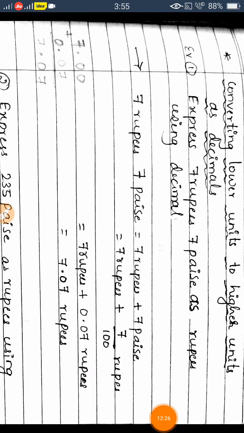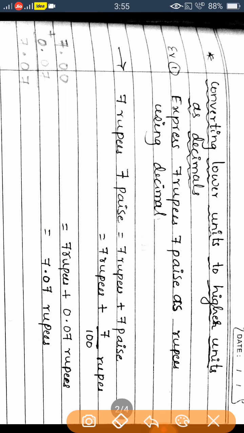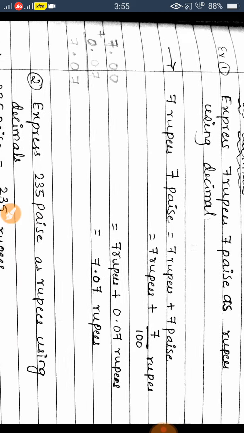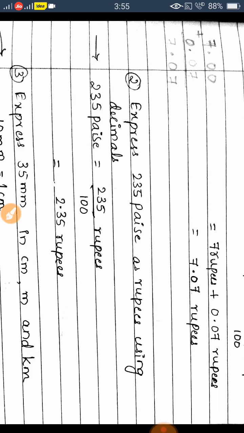In the same way, subtraction also you must do the same as you did in direct subtraction of natural numbers and whole numbers, the same way, but you should keep the decimal below the decimal itself. Here decimal below decimal, you have to write, then you can solve easily. So now go for the second example.